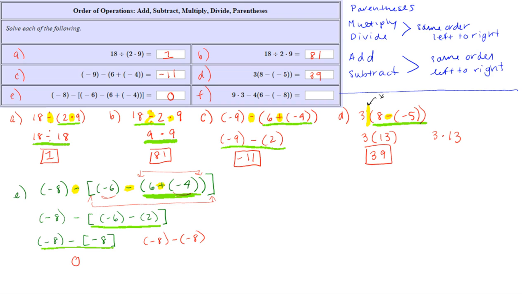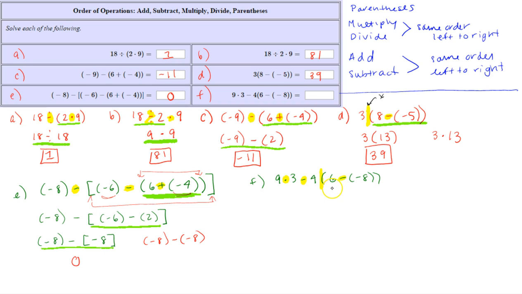And let's look at the last problem. So problem F, we have 9 times 3 minus 4 parentheses 6 minus negative 8, close the parentheses. Okay, again, highlight your operations. It helps you to think about what you have to do. So we have to multiply here, subtract here. Notice this number is written next to the parentheses, so there's an implied multiplication here and a subtraction here. So we have 1, 2, 3, 4 operations to perform.